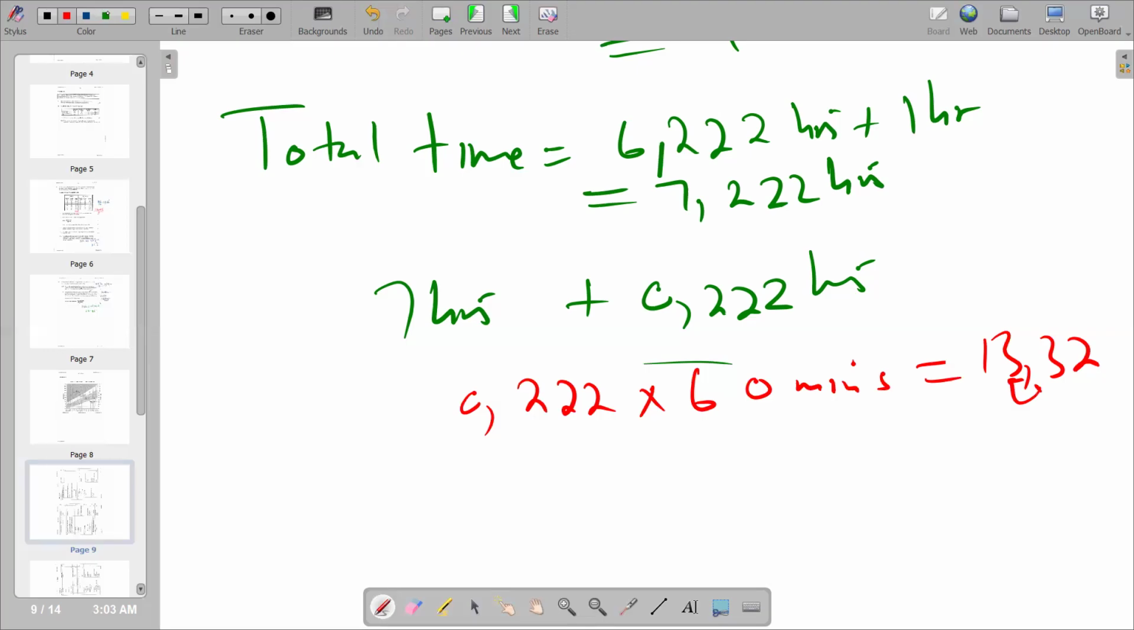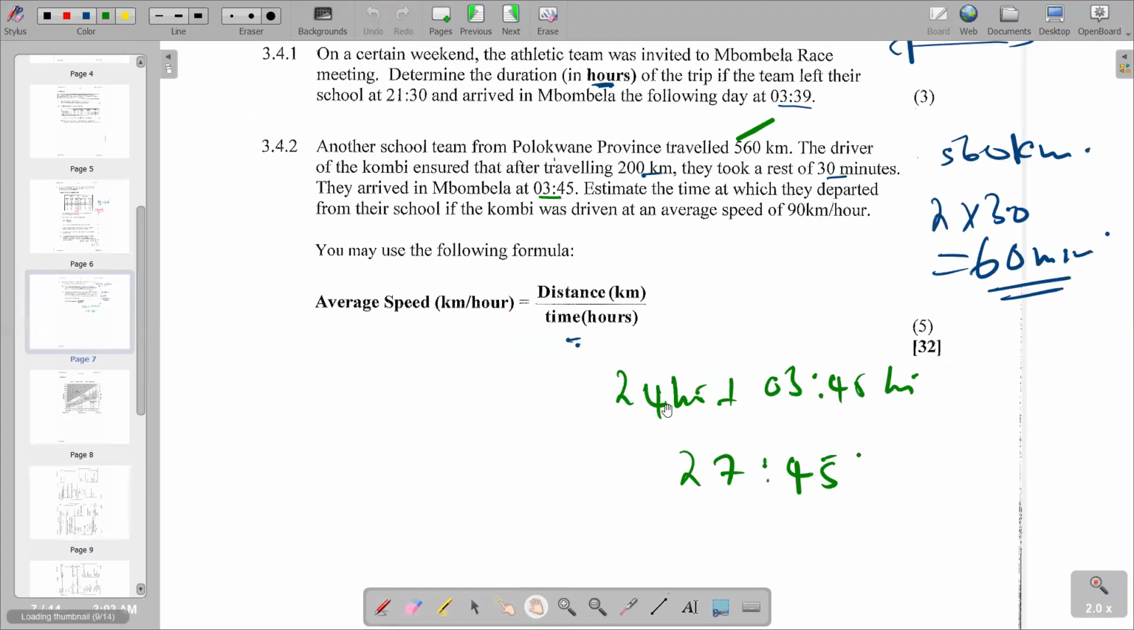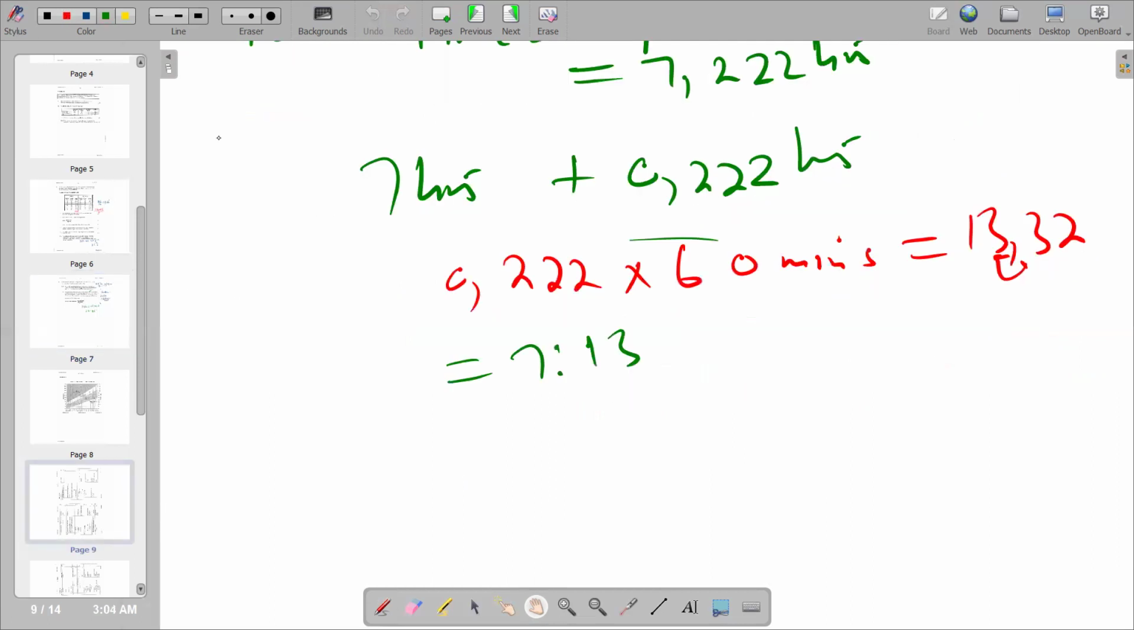So basically, we are saying this is 7:13. So we can now calculate. Remember, we've already expressed this by adding 24 hours so that it becomes simple to calculate. So we've got 27:45. On our calculation, we're going to say 27:45, then we subtract 7:18.